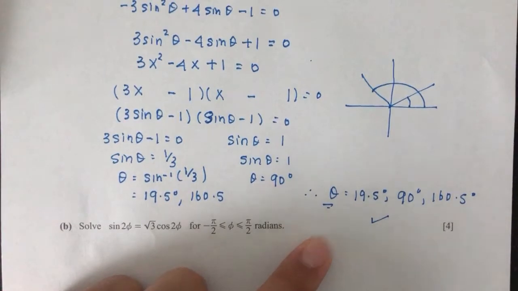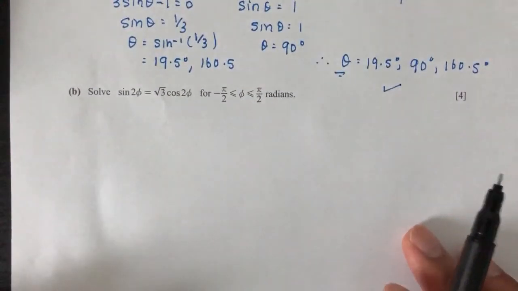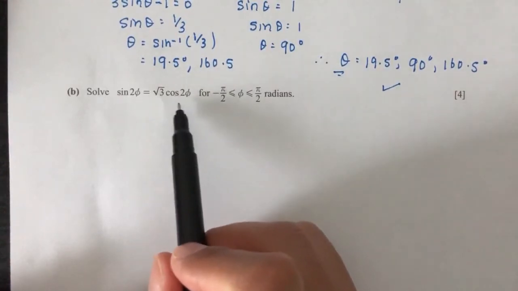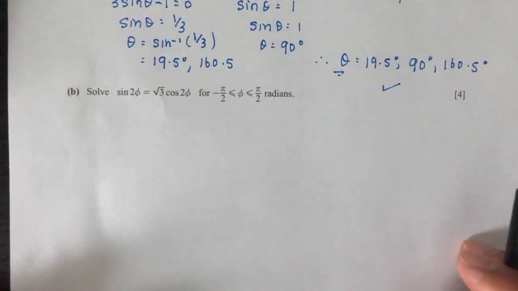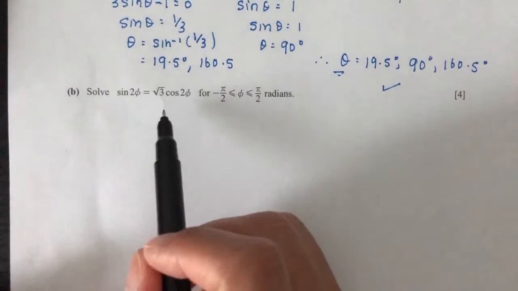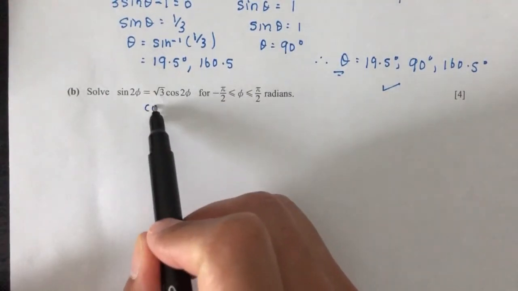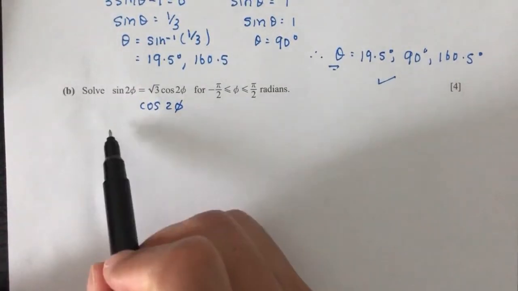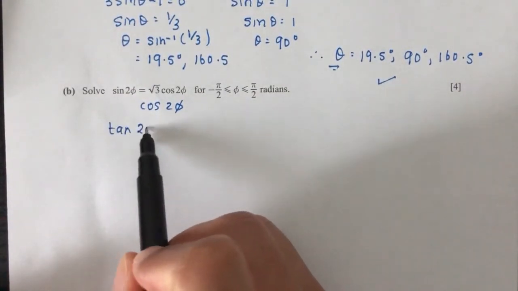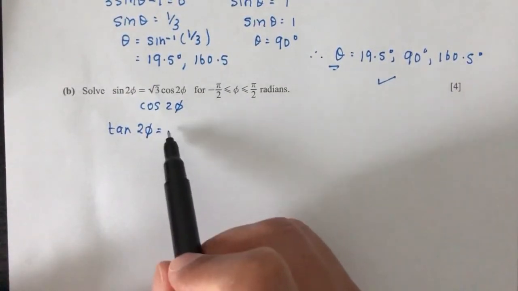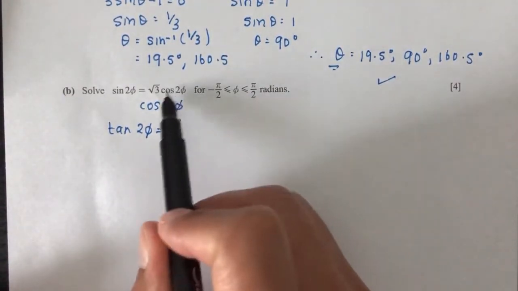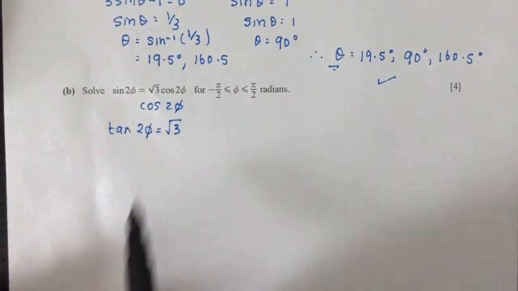This is okay. Now moving on to part B, we have sine 2 phi equal to square root of 3 cos 2 phi. So what would you do now? Let's divide everything by cos 2 phi. That will give me sine divided by cos, which is tan 2 phi, equal to square root of 3 times 1. This becomes 1. So this is what we have now.